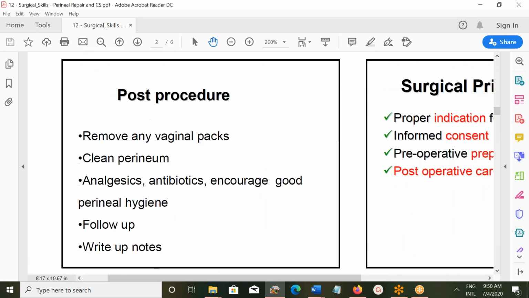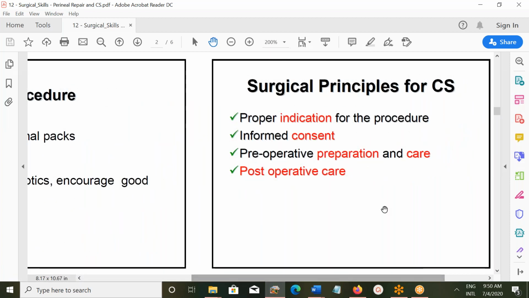Post procedure, these are precautions. Always make it a point to remove bags and clean the perineum. You need to give analgesics, antibiotics, and encourage good perineal hygiene, follow-ups, and you have to write the notes appropriately.